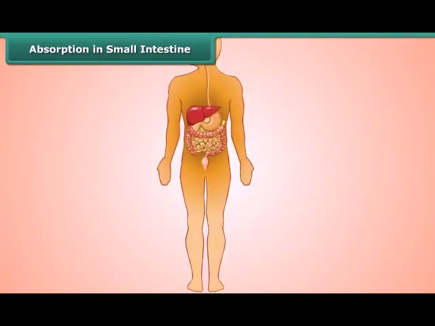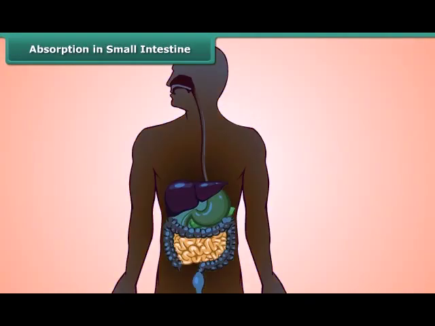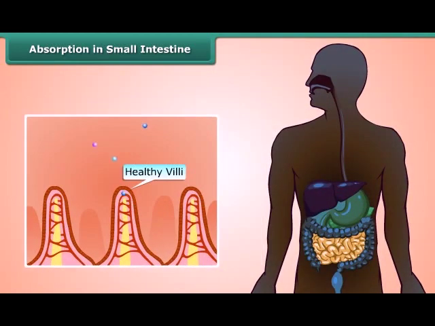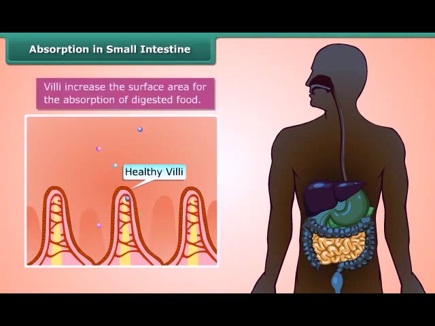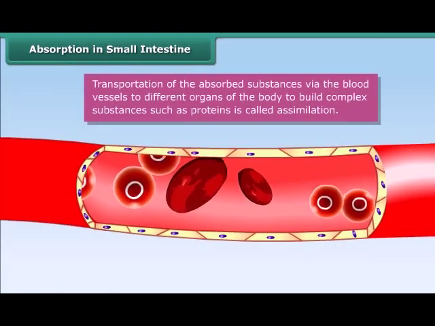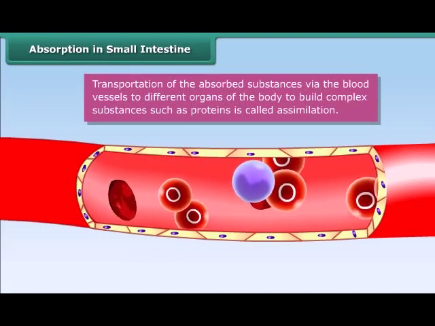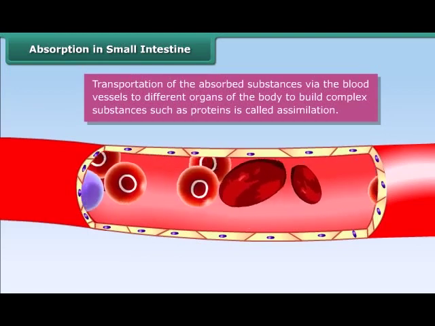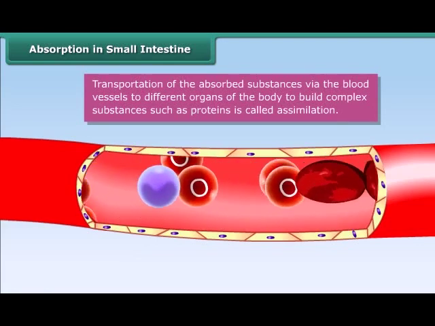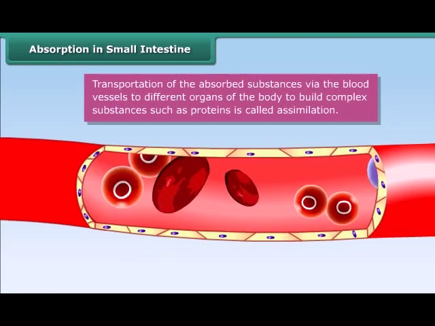Well, there are tiny finger-like things called villi, lining the inside of small intestine. Do you know the interesting part of villi? It increases the surface area for the absorption of digested food. Then the absorbed substances are transported via the blood vessels to different organs of the body, where they are used to build complex substances such as proteins. This is called assimilation.